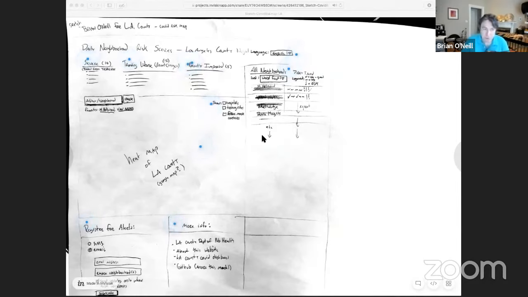I'm the founder and principal of Designing for Analytics, and I'm doing a quick design sketch here to go through the design sketch so far for the city of Los Angeles's COVID-19 neighborhood risk model that was recently developed by some data scientists, I believe at USC.